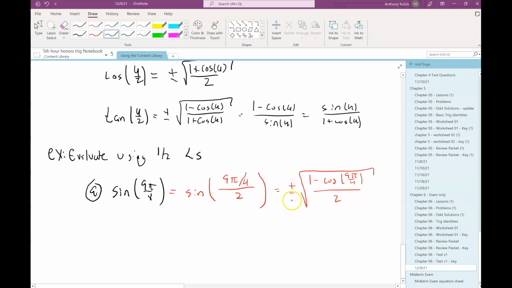Now, right here, let's deal with this plus or minus and figure out which one is which. The way we figure that out is we look at the original angle measure, right? The problem we're trying to do is sine of 9 pi over 8. What quadrant is the terminal side of the standard position angle 9 pi over 8 in?